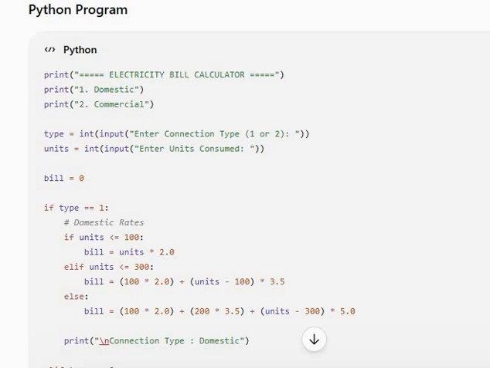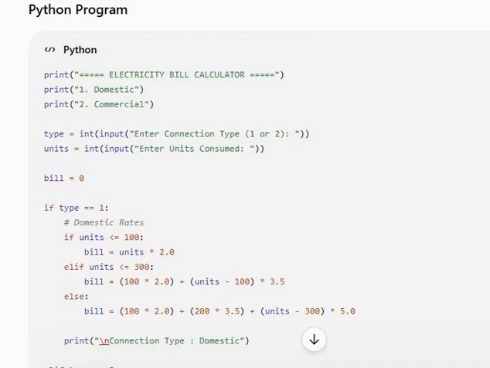So, a Python program to calculate an electricity bill. In this we have two types of tariffs: domestic and commercial. That is your connection type. You are supposed to enter either 1 or 2, and the other input is the number of units.